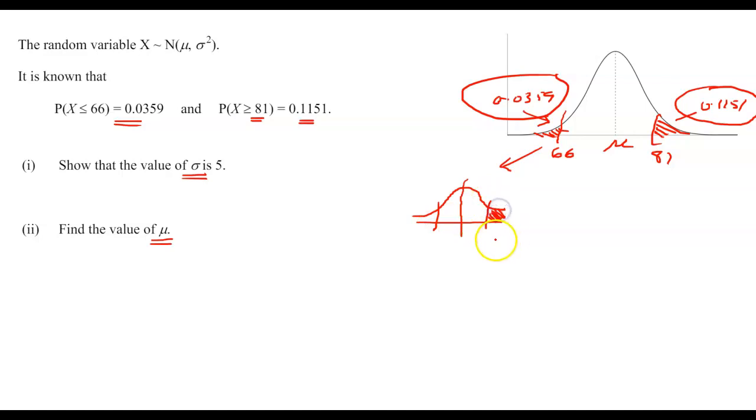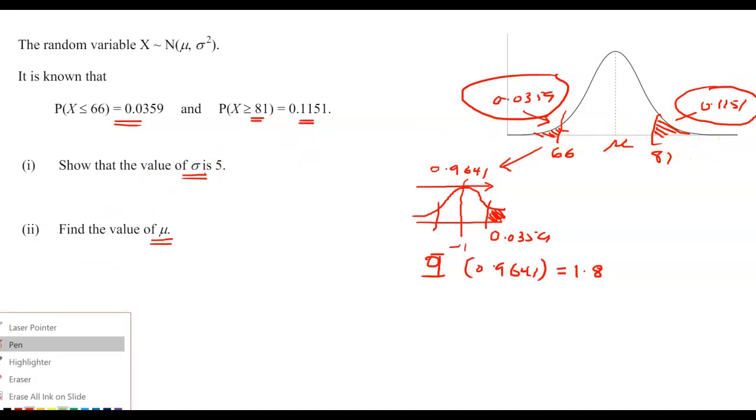So this area here is 0.0359. We are finding the phi inverse of this area. When you subtract from 1, you have 0.9641, so we are finding the phi inverse of 0.9641. By this point, if you are watching this video, you should have gone through the videos from video 1. You should know how to use the table over here, and our phi inverse is going to be 1.8.